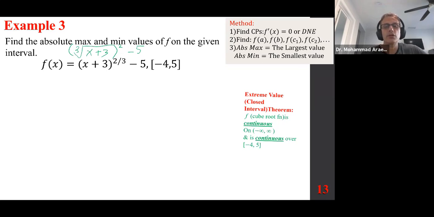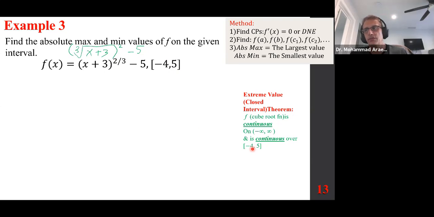So you are going to write, we are dealing with the cube root, and it's continuous from negative to positive infinity. Therefore, it's continuous in the given interval of -4 to 5. So first, we want to establish that. Now we go with the methodology and find f prime of x.